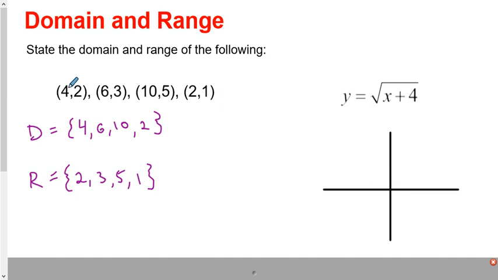And just to make that really clear, there's my x values, and here's my y values. Okay? All right, let's go to a function.